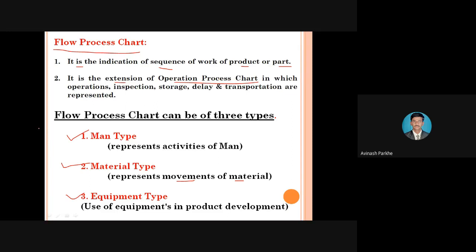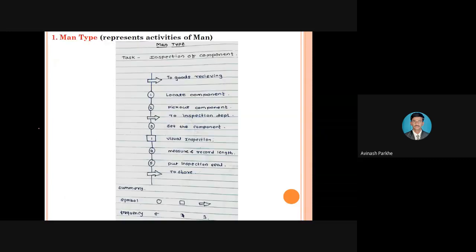So these are the three types of importance related to this flow process chart. It is the extension of the operation process chart in which all the movements, operations, inspection, storage, delay, and transportation from one machine to another machine, all the movements are recorded by using this flow process chart. Now we will discuss all these things with the help of examples.